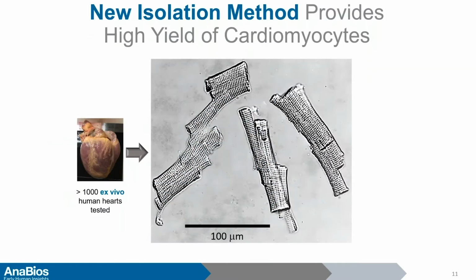We have developed a new isolation method that provides a high yield of cardiomyocytes. In this slide, you see representative images of the myocytes we obtain after isolation. You can see that the myocytes retain their rod-shaped morphology, they exhibit cross striation, and most importantly, in contrast to human stem cell-derived cardiomyocytes, they only contract and relax in response to electrical stimulation.